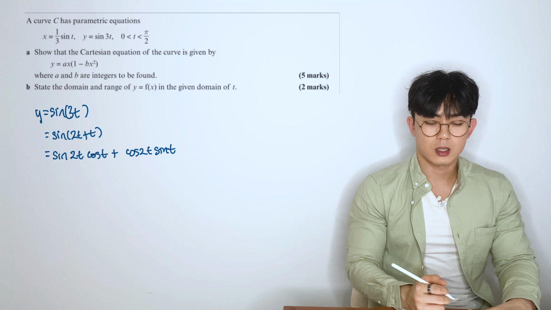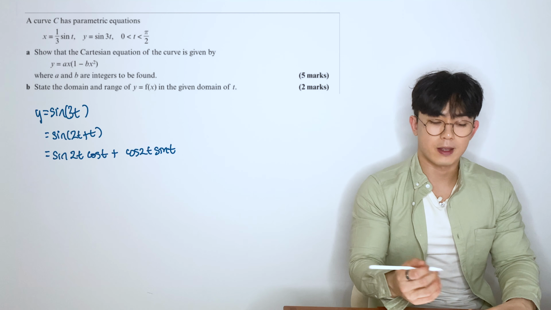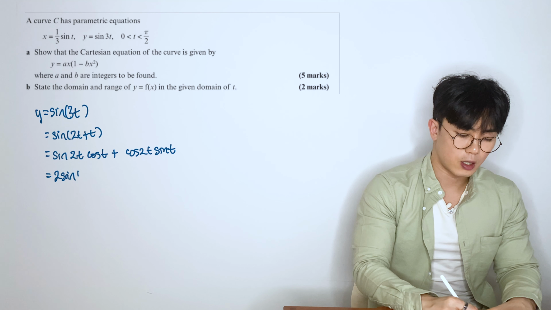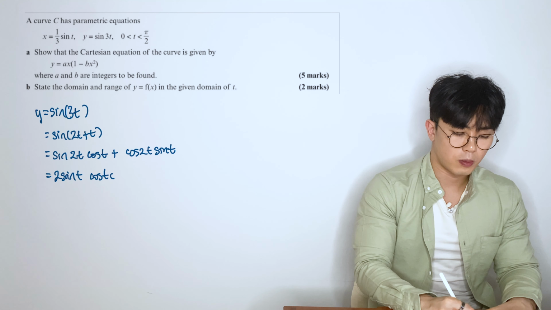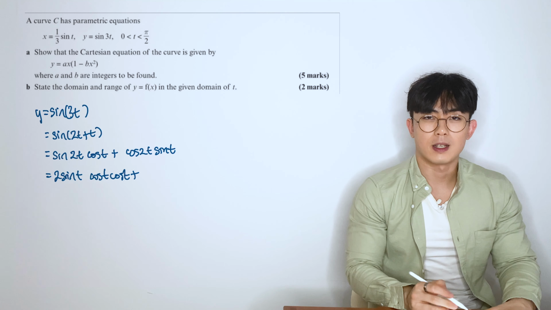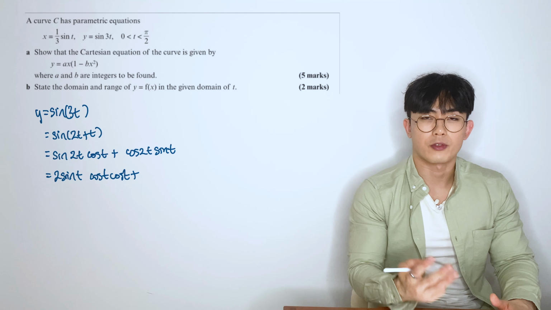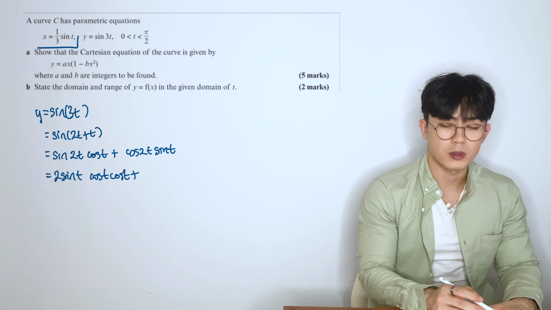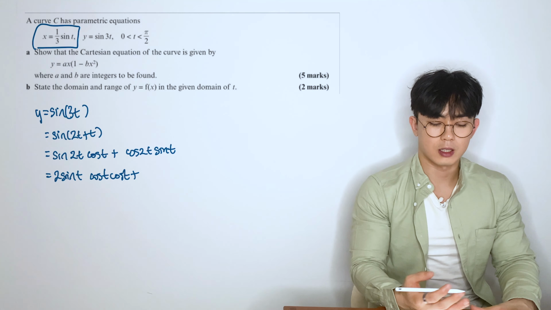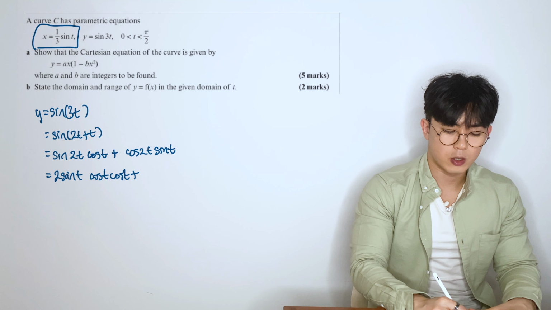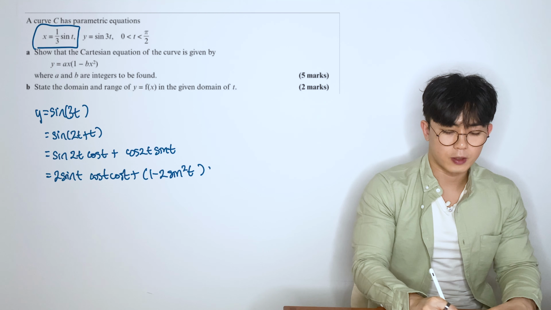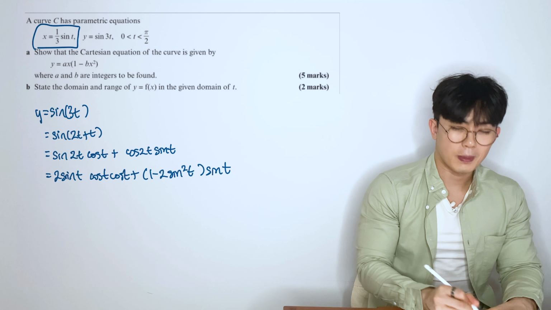We're left with sine 2t and cos 2t, so I can expand that as well, right? So this will be 2 sine t cos t plus, now cos 2t, as we looked at in the previous chapter, there's like 3 variations there, right? However, if you look at what x is in terms of sine, we'll probably have to write it in the sine form. So this will be 1 minus 2 sine squared t times sine t. Now it's just a matter of simplifying it.